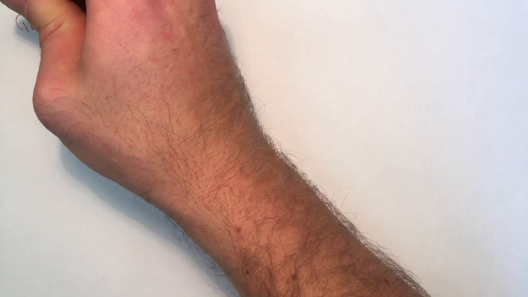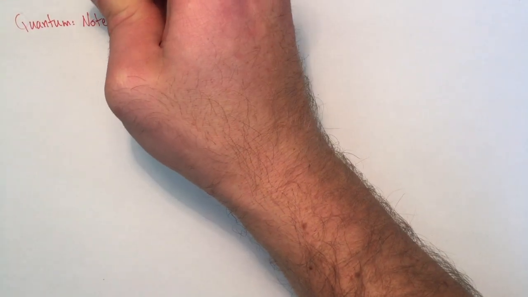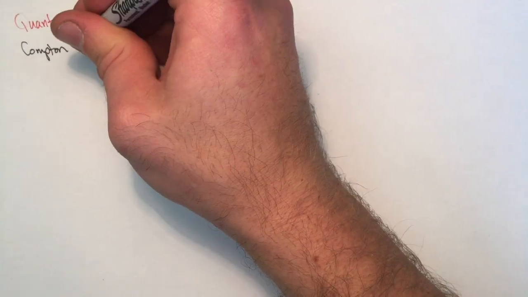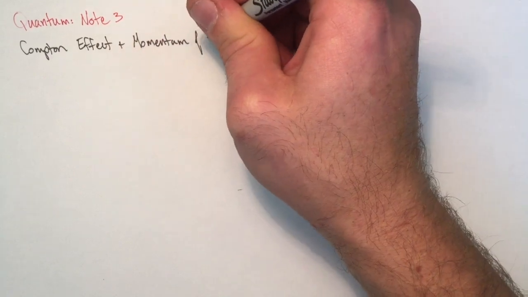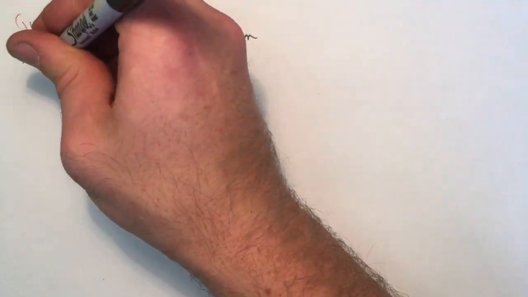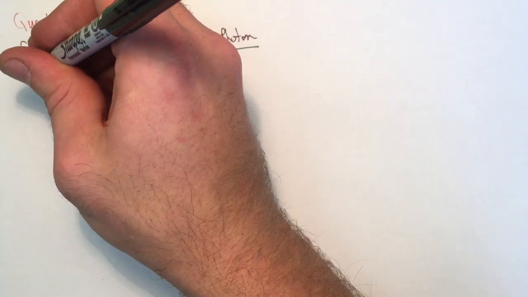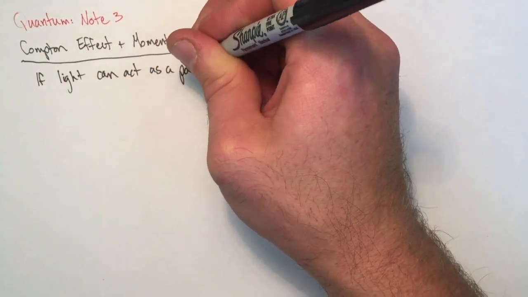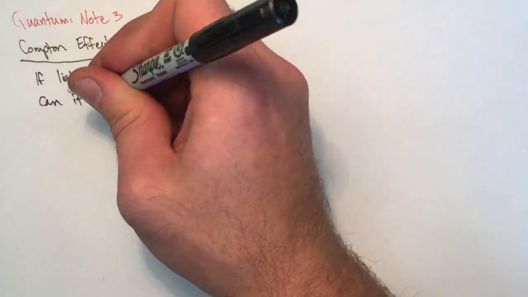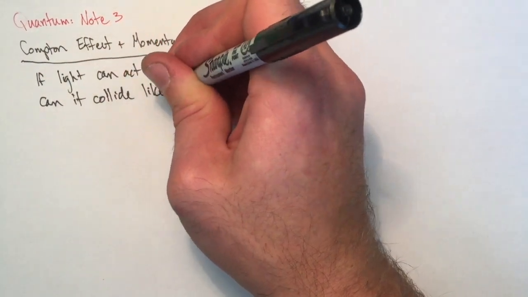Grade 12 Physics, Quantum Note number 3, Compton Effect and Momentum of a Photon. In our last lesson, Einstein showed that in the photoelectric effect, photons can act as a particle. In this lesson, we're going to figure out that if light can act as a particle, would it be able to collide like a particle?